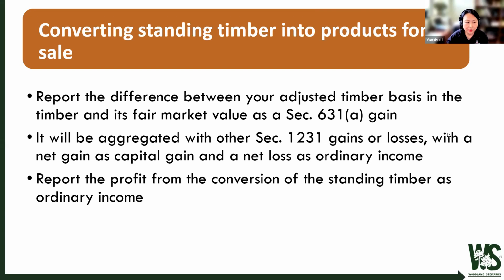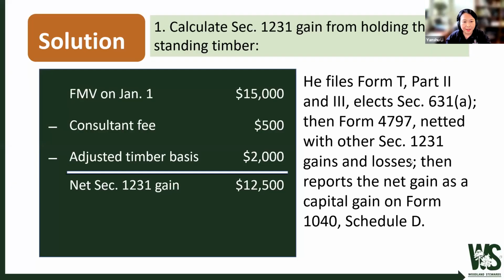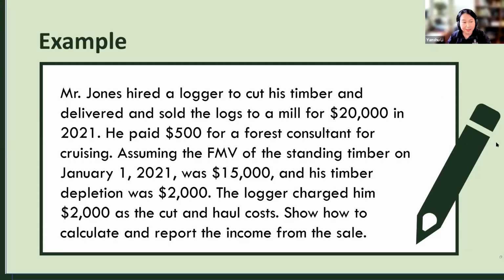And then report the second portion of the profit, which is the difference between the revenue, or the price of the cut products, and the fair market value of the standing timber, and that portion should be ordinary income.